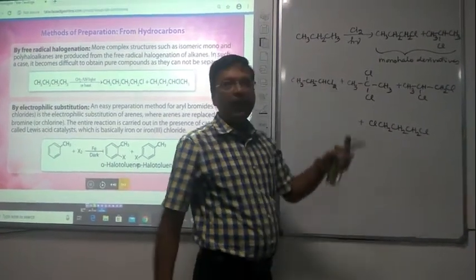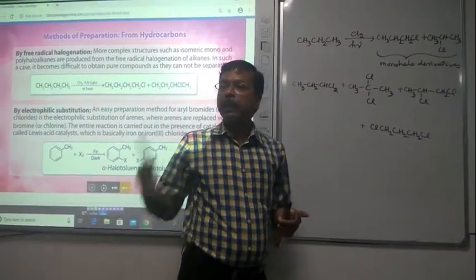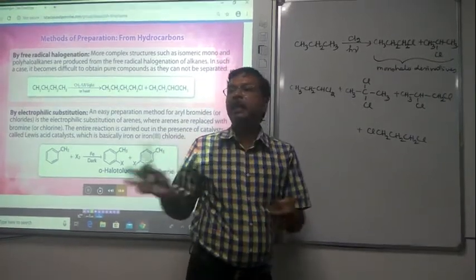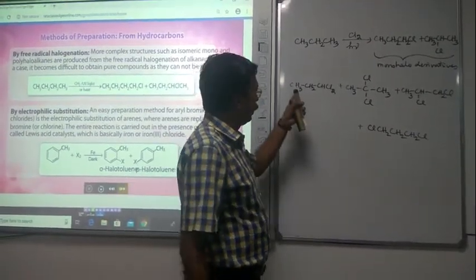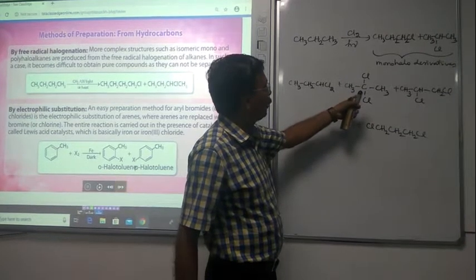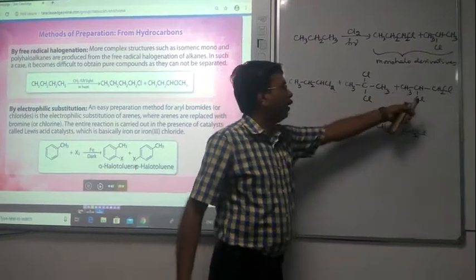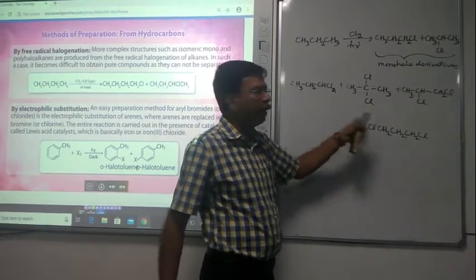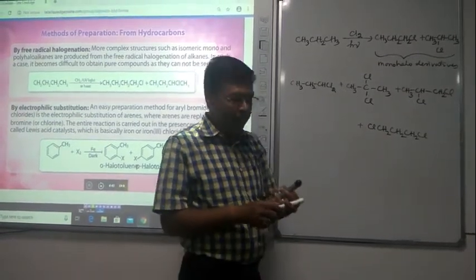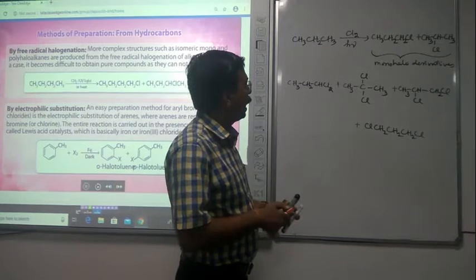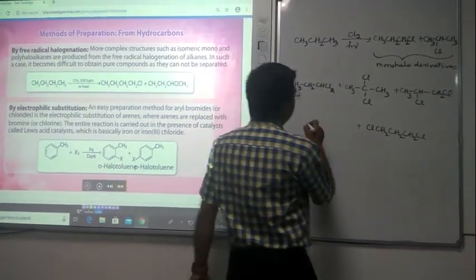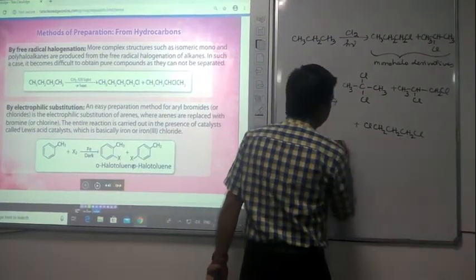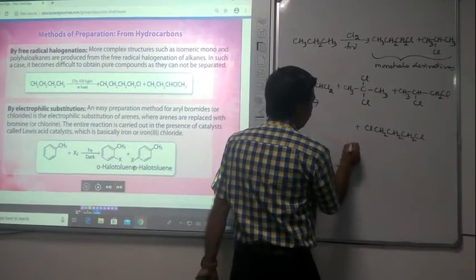So for dihalides, there are two special categories, but we cannot say the dihalides are of two types. It is not like that. Two special categories: maybe vicinal like this, geminal like this. These two are geminal. This is neither vicinal nor geminal. So these are the four possible dihalo derivatives of propane, and all these are dihalo derivatives.